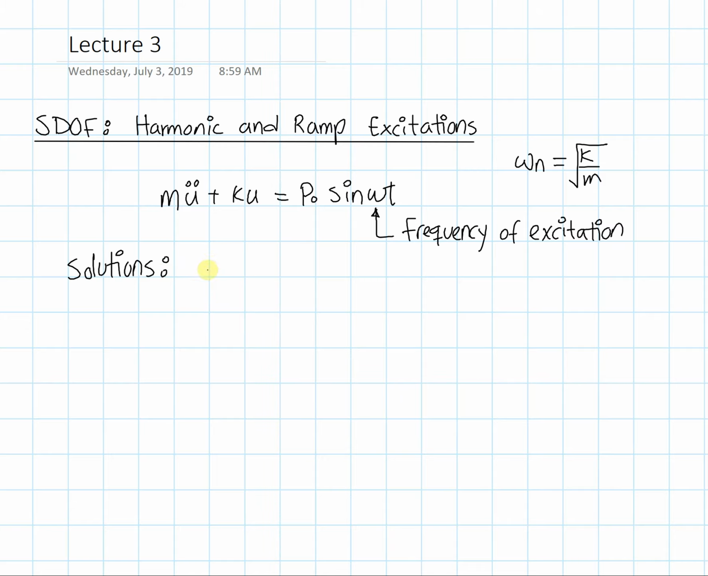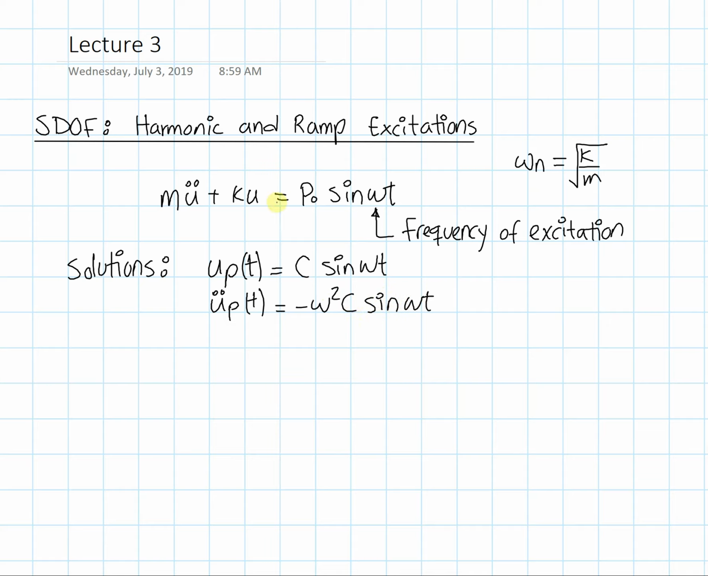So let's say our solution is labeled u_p(t), and this p stands for particular, which I'll explain in a second what it means. And we're saying that our solution will have the same structure as the excitation, so we have some constant C sine omega t. Alright, so if I were to plug this back into my equation of motion, I would also need to take the second derivative, and that would equal minus omega squared C sine omega t.